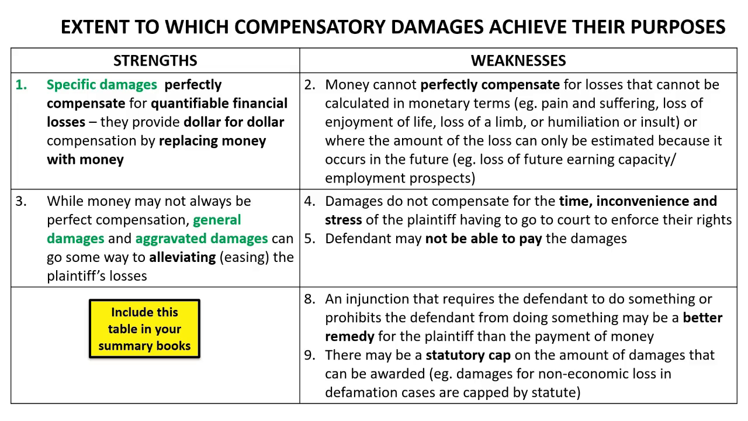In other words, general damages and aggravated damages cannot perfectly compensate a plaintiff for these types of losses. However, they can go some way to alleviating, that is, easing, the plaintiff's losses. After all, money is better than nothing, and the payment of money to the plaintiff for these types of losses is the best that can be done in the circumstances to try to restore the plaintiff to their original position.